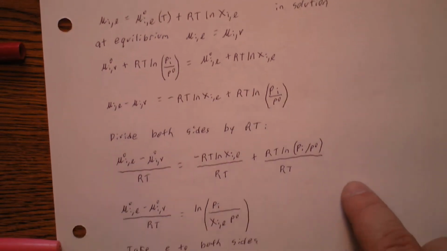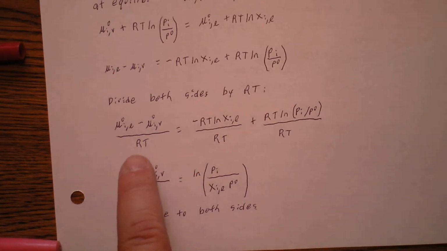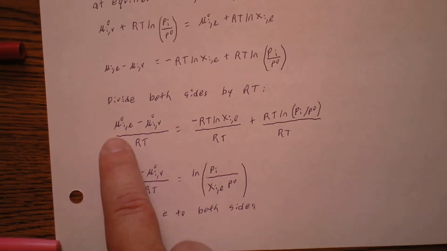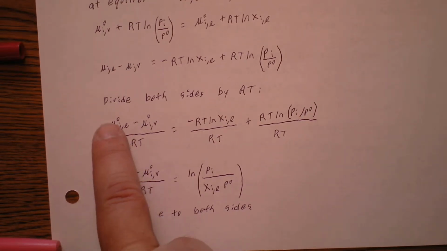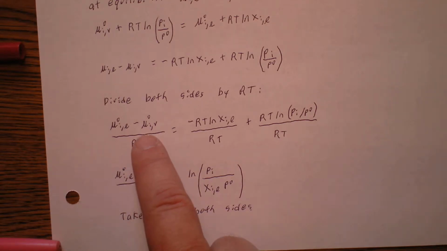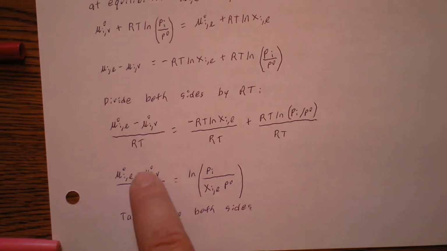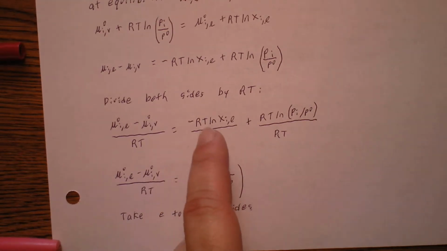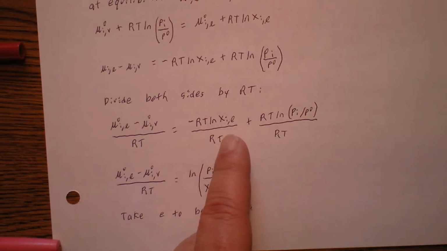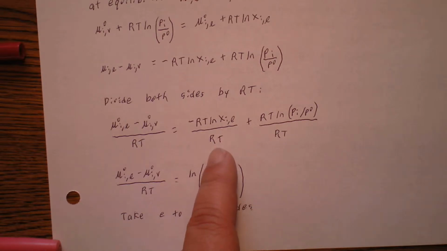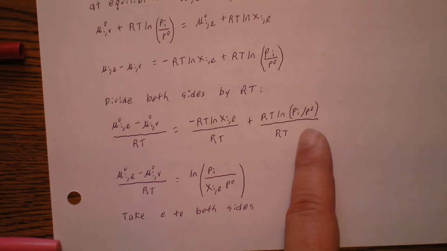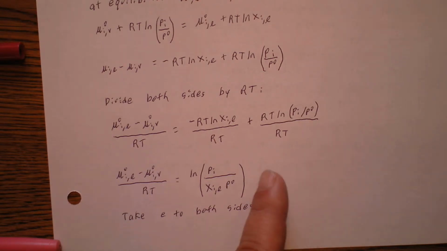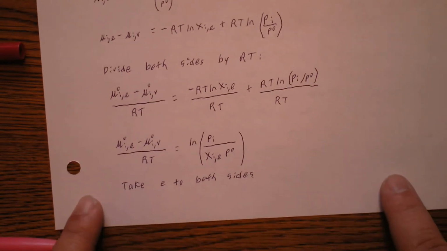Now we're going to divide both sides by RT, so doing that we'll end up with the chemical potential of the substance I, the solute, in the liquid phase at the standard state minus the chemical potential of the solute in the vapor phase at the standard state, divided by RT, is equal to minus RT times the natural log of the mole fraction of the substance I in the liquid phase divided by RT plus RT times the natural log of the partial pressure of the solute divided by the standard pressure, divided by RT. Rearranging and then obviously canceling around.